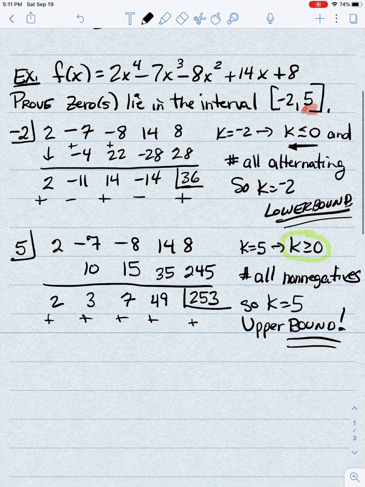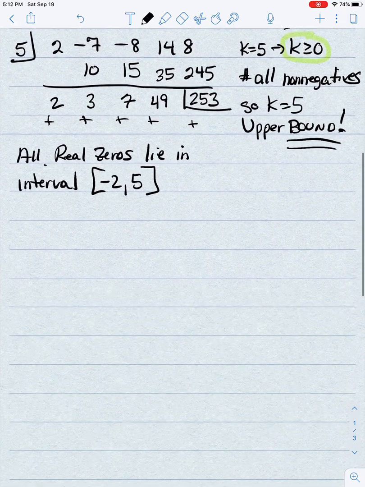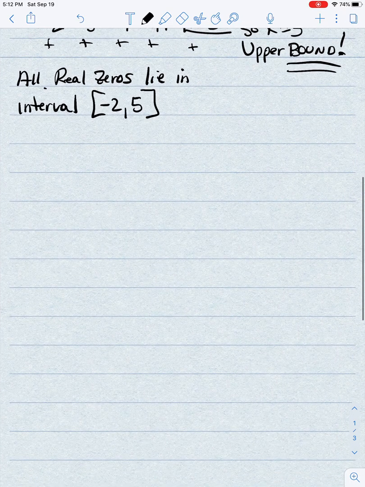All right, so what kind of conclusion do we make? It says, so all real zeros lie in the interval from -2 to 5. That's what we just proved. All right, fantastic. Let me scroll up here just a bit, get a fresh start.